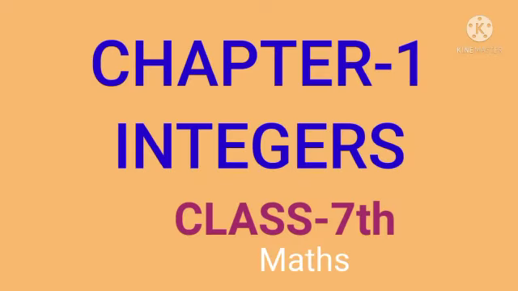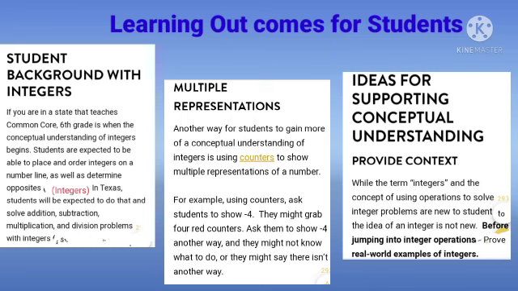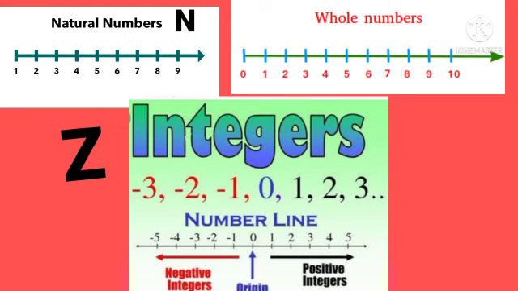Chapter 1 Integers, Class 7th Maths. Learning outcomes for students: students' background with integers, multiple representations, and also ideas for supporting conceptual understanding. Now let us discuss the chapter Integers.